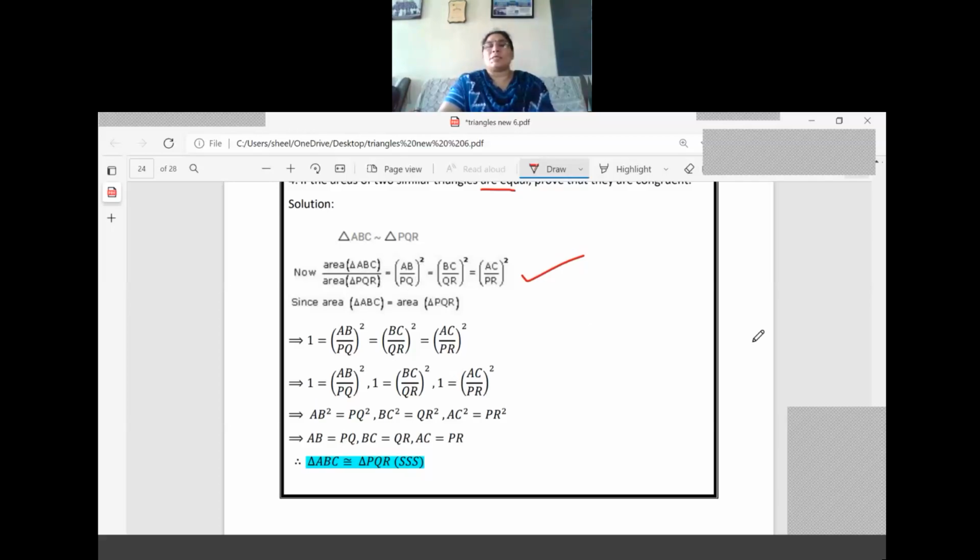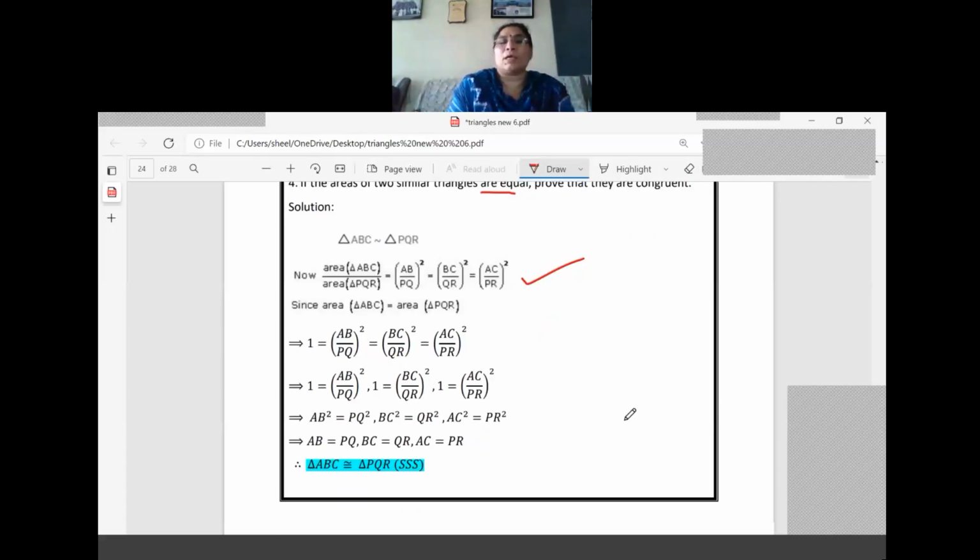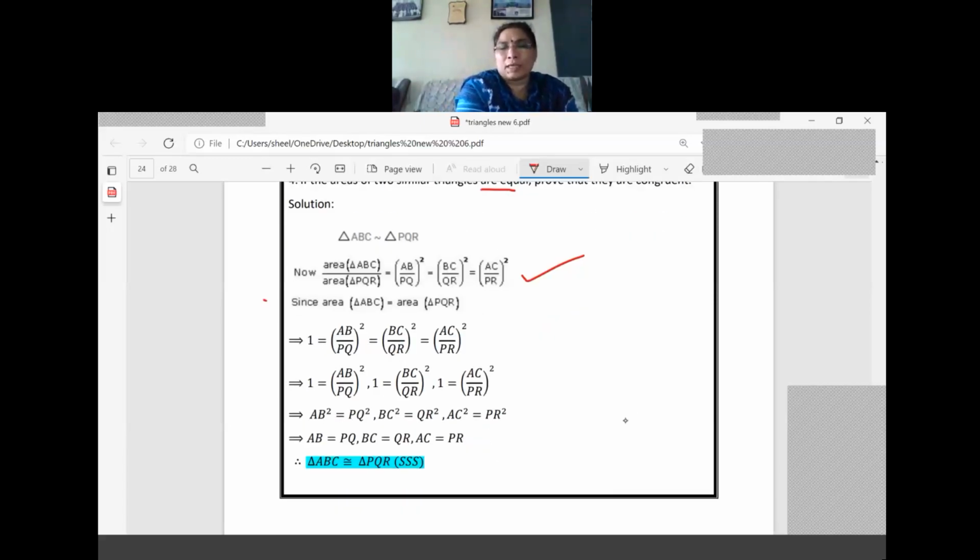So area ABC by area PQR equals AB by PQ whole square, equals BC by QR whole square, equals AC by PR whole square. I think there is no doubt, this is a theorem only. We have written that one. Now what is given here? The similar triangles' areas are equal. That is the next step: area ABC equals area PQR.